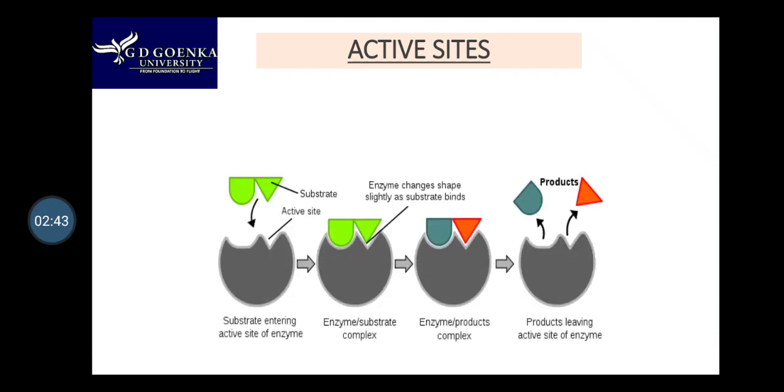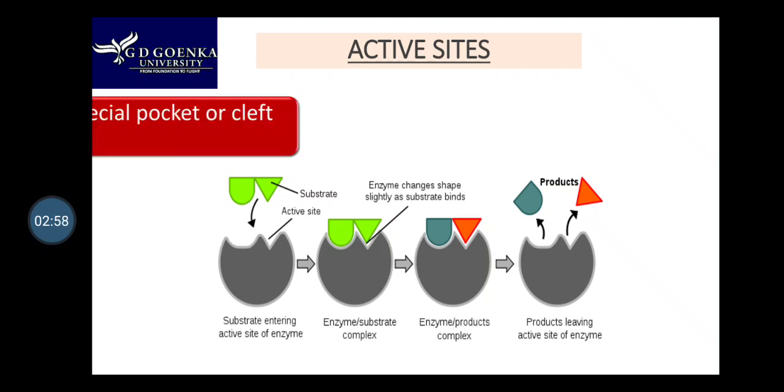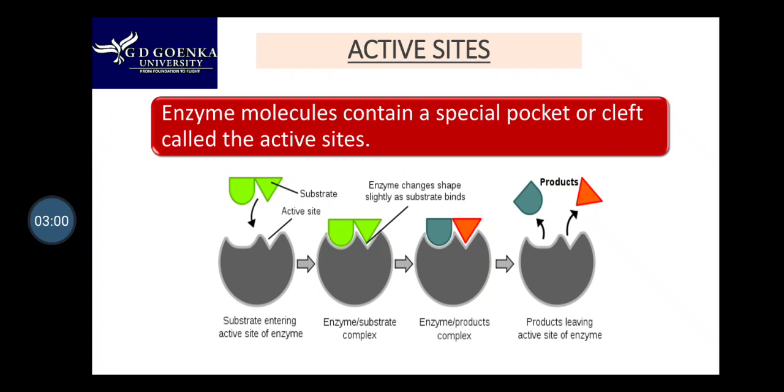We'll talk about active sites. What is an active site? Let's know. In this diagram we can see where the active site is. Let's see the structure of the enzyme. The large structure is the enzyme, and there is a typical pocket. Here enzyme molecules contain a special pocket or cleft called the active site. So this is what we define as the active site. It's like a pocket or cleft on the enzyme, and another molecule, the substrate, which is yellow in color, has a similar structure to the active site and is going to bind by entering the active site of the enzyme.